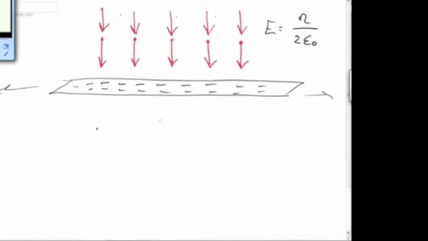Now, under the infinite plane, the electric field will have the same magnitude as before, eta divided by 2 epsilon 0, and again it should point towards the infinite plane. So that means that the vectors underneath the plane point upwards, whereas the electric field vectors above the plane point downwards.